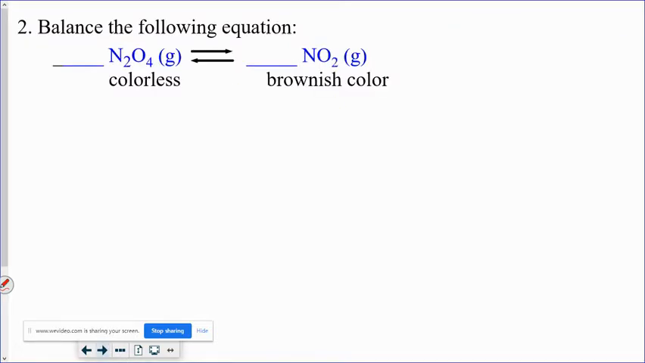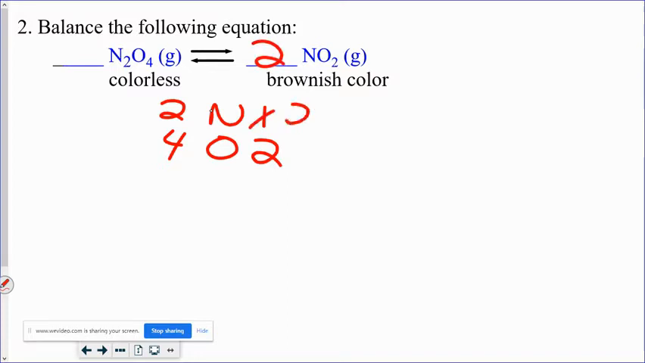So we want to balance this equation. So N's and O's. On this side we have 2. On this side we have 4. On this side we have 1 nitrogen. On this side we have 2. So if I put a 2 there, now I have 2 nitrogens and I have 4 oxygens, and it is balanced. So that is balancing the equation.